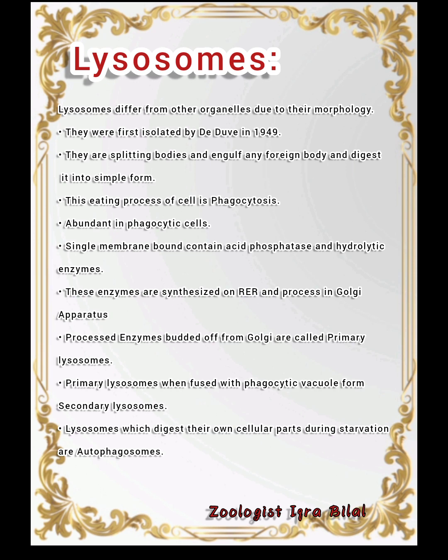They are single membrane bound and contain acid phosphatase and hydrolytic enzymes. These enzymes are synthesized on rough endoplasmic reticulum and processed in the Golgi apparatus. This is also a very important fact. Processed enzymes budded off from the Golgi are called primary lysosomes.